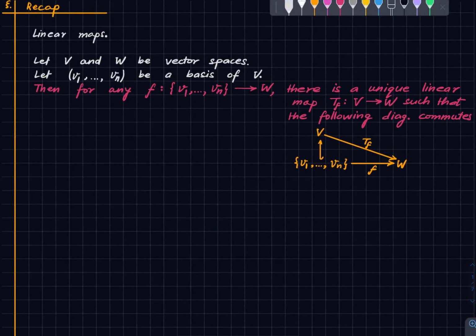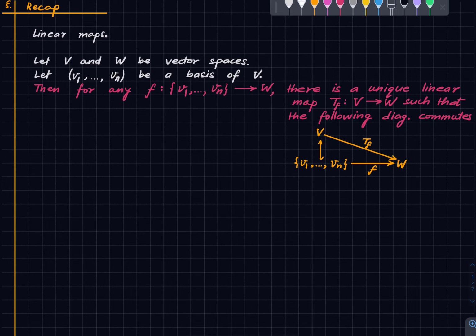Welcome to this lecture series in linear algebra. In this lecture, we'll look at the space of all the linear maps between two given vector spaces and endow that with a vector space structure itself. And let us recall what we need.